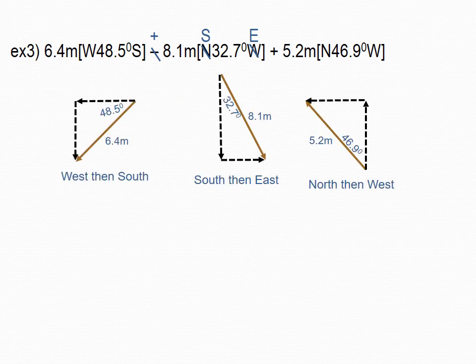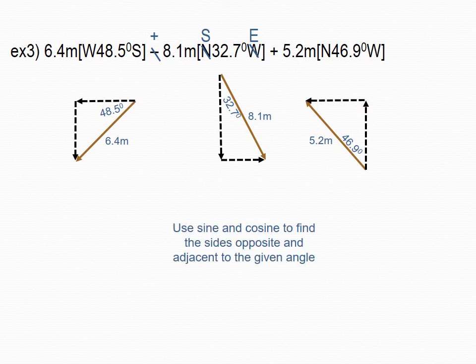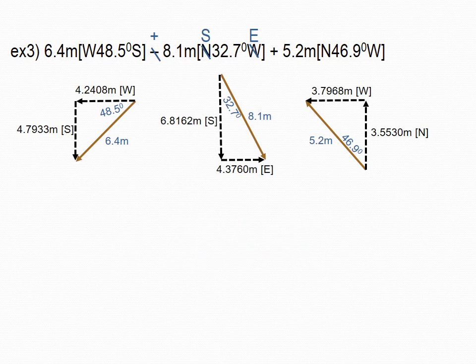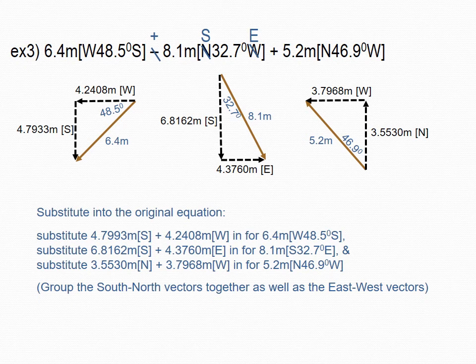The first vector went west, then south. The second vector went south, then east. The third vector went north, then west. We will use sine and cosine to find the sides opposite and adjacent to each of the given angles. Now we will substitute into the original equation.